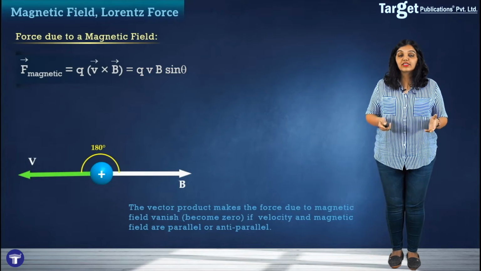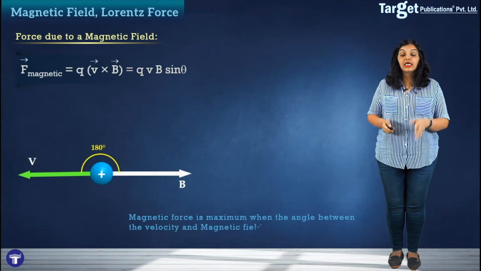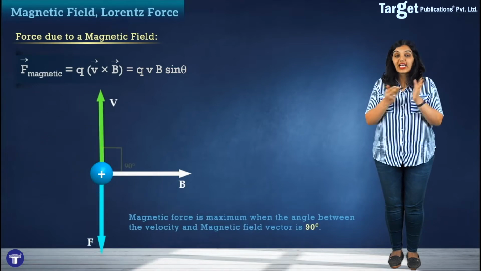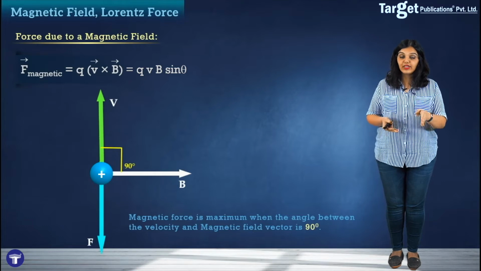So of course then the next question is, when is it going to be maximum? It will be maximum when the angle between V and B is 90, because sine 90 is 1 and that's the maximum value of that function.